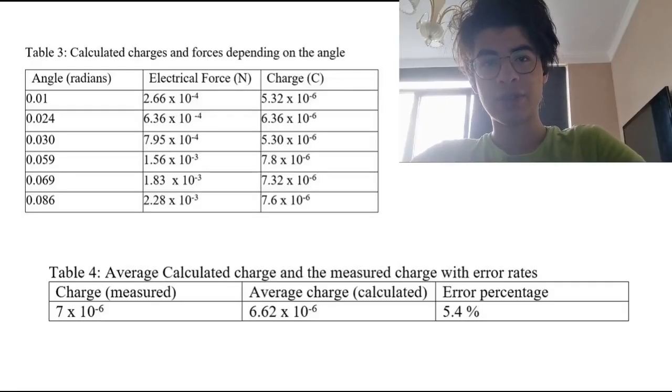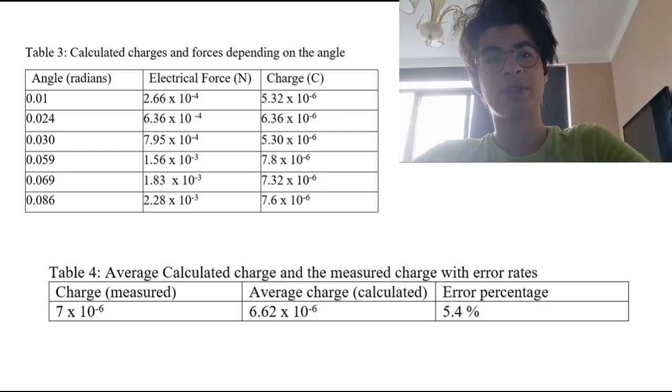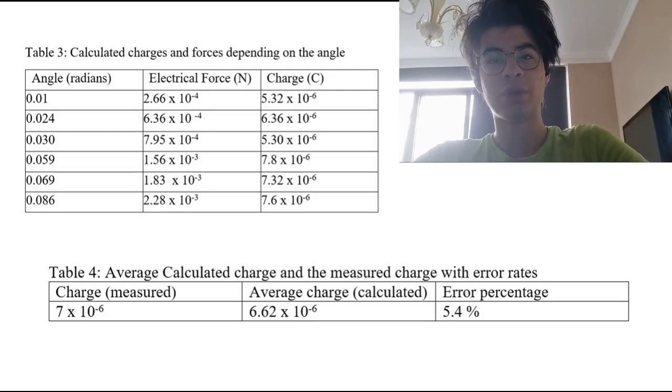Then I used these angles to calculate the electrical force applied on the charge for different voltage values and found some estimates for the charge of the object for different voltage values in table 3. When I take the average of the charges I calculated from the experiment, I got 6.62 times 10 to the power of minus 6, which was only 5% off from the actual charge of the object, which is 7 times 10 to the power of minus 6. This meant that my results and theory match with each other.